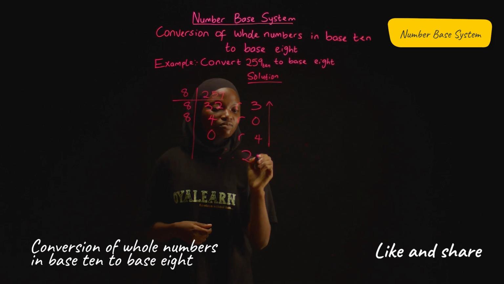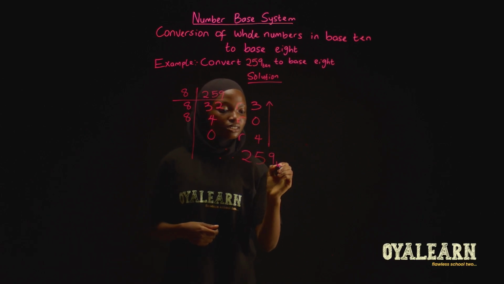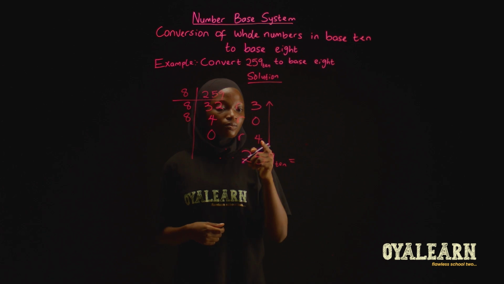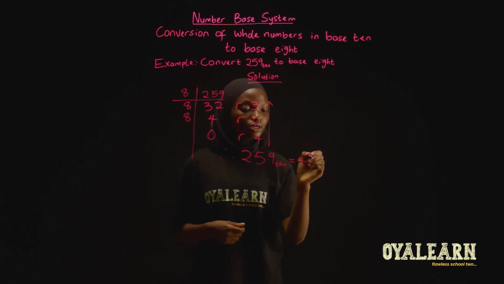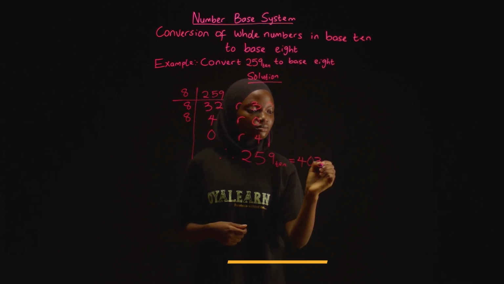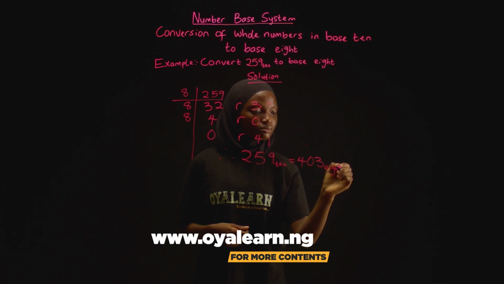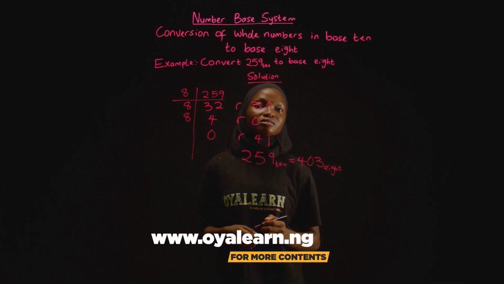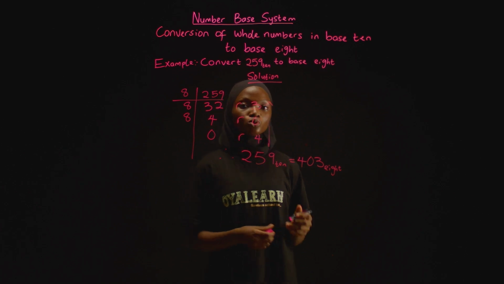Therefore, 259 base 10 equals 403 base 8. And that's how to convert whole numbers in base 10 to base 8.